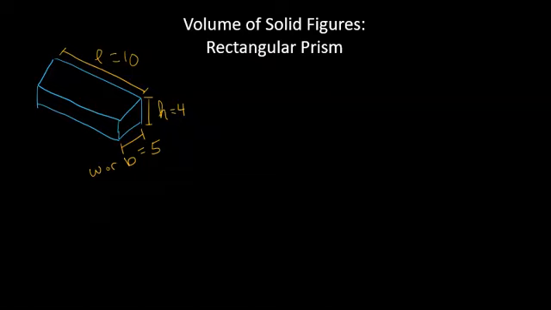Hey guys, I want to show you how to find the volume of really popular shapes. So the first one I have is a rectangular prism. Let's see. We're going to do V for volume, right? For this rectangular prism, it's length times width times height. We're just multiplying all three of them together.